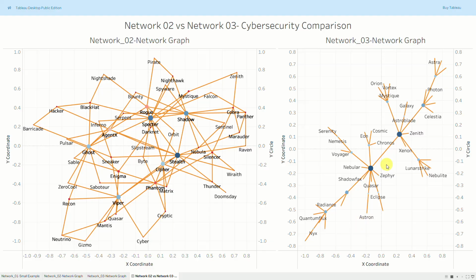For these reasons, Network 3 represents the higher cybersecurity risk. Improving redundancy and reducing dependency on central nodes would significantly improve its stability.